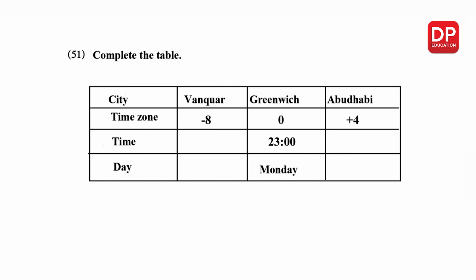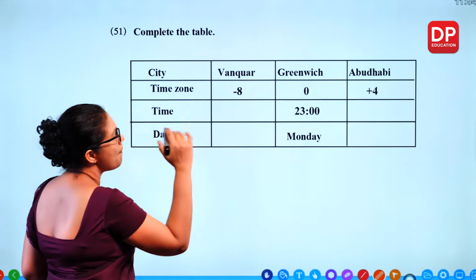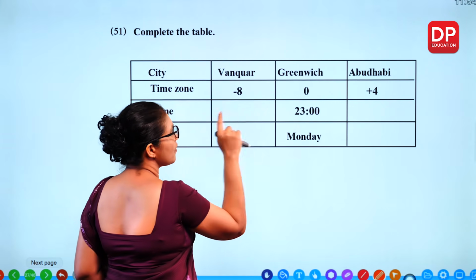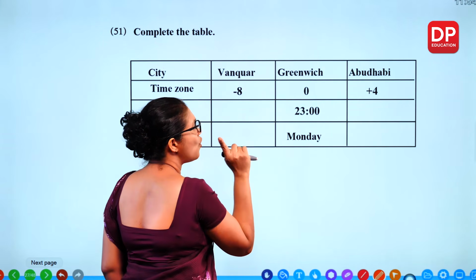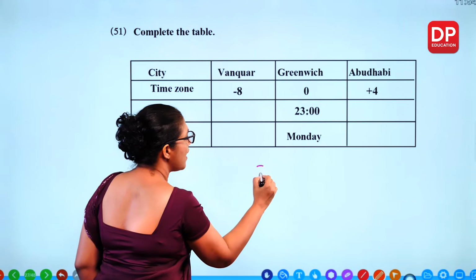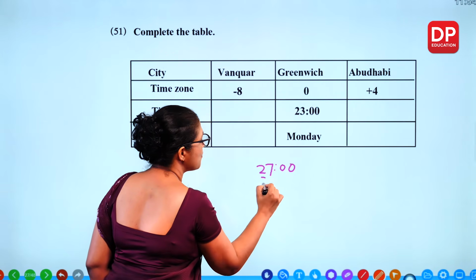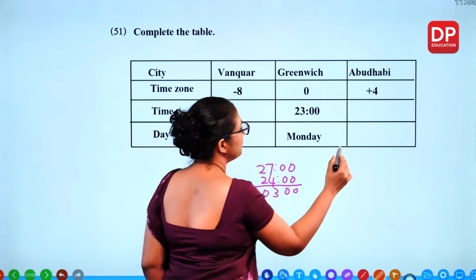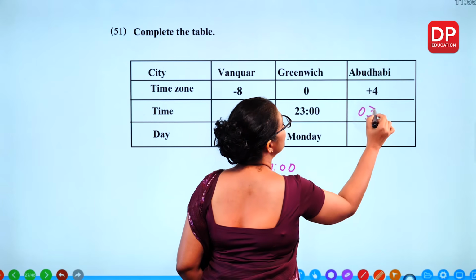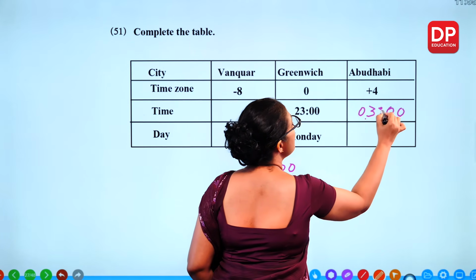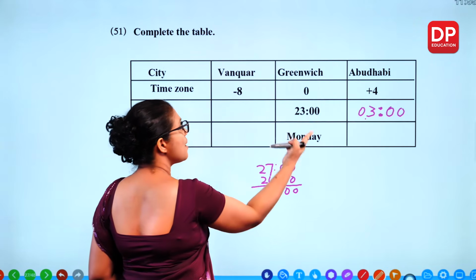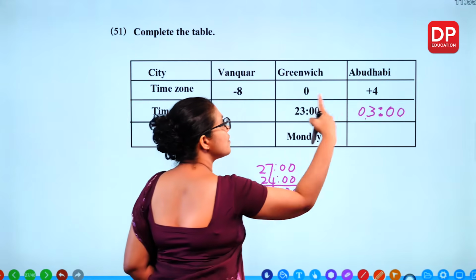Look at this one. Greenwich time given, that's 23 hours, and Monday. Plus 4, Abu Dhabi, adding 4 to that. Adding 4 to this one, 23 plus 4, 27. You can't write 27. So what's the time? Subtract 24 from that. You get 3. 3 in the morning. So here, this is 23, which means Monday, the previous day. So this is Tuesday.